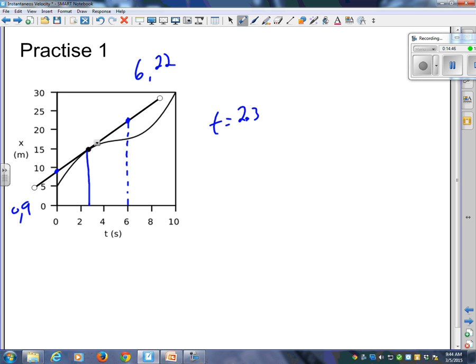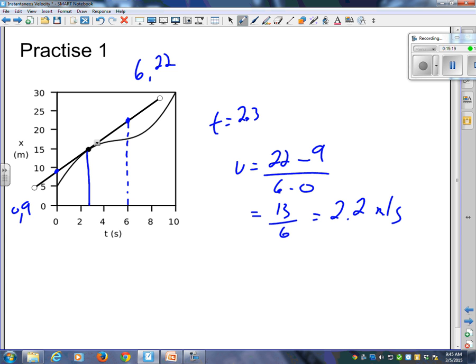Okay, so my slope, my velocity is going to be y2 minus y1. So y2 is 22. 22 minus 9 over 6 minus 0. 22 minus 9 is 13 over 6, 2 point something or other. Am I right? Did I do that right? I got 2.2 meters per second.